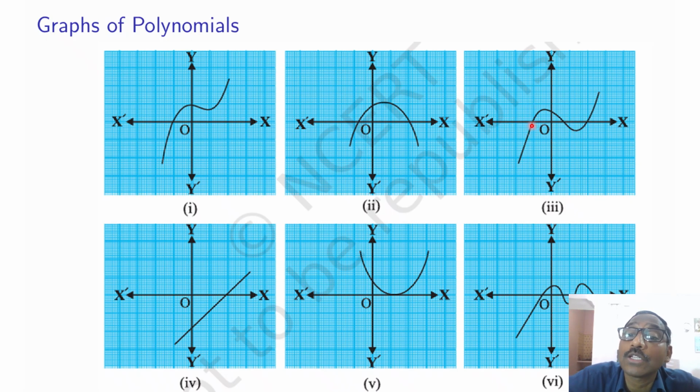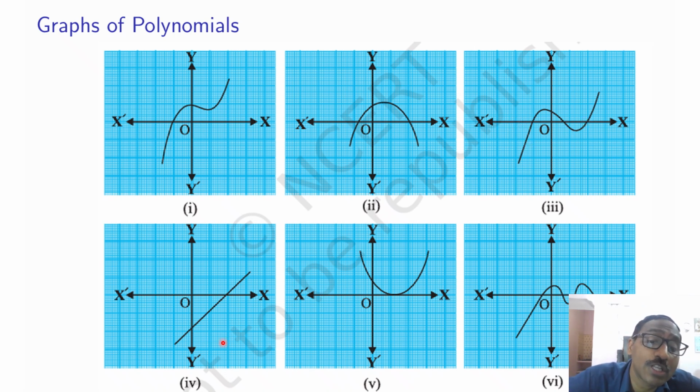So this curve is intersecting at how many points? At this point, at this point, and at this point. So at 3 points the curve is intersecting the x-axis. So we got 3 zeros, 3 roots of the polynomial.